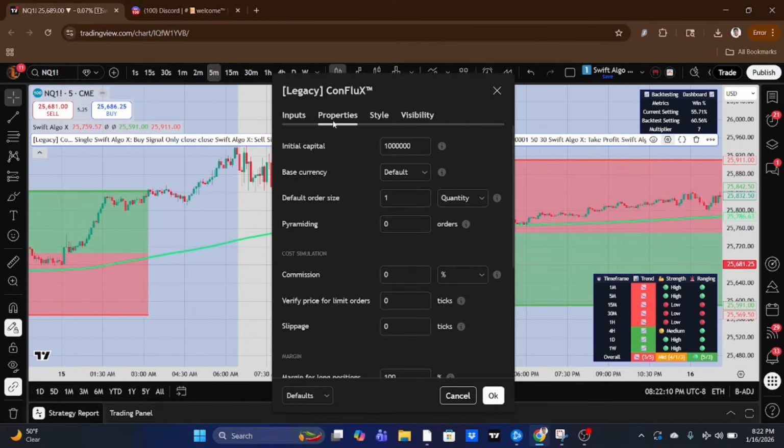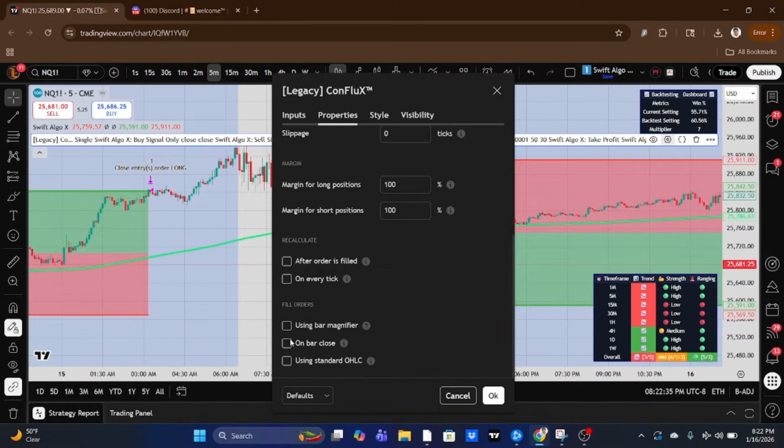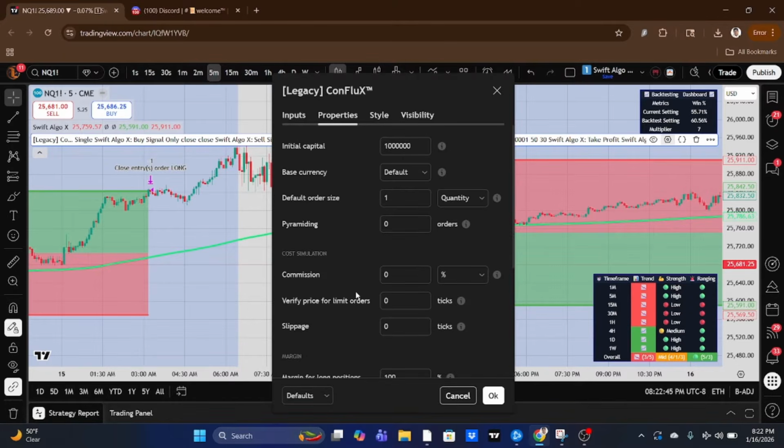Go to your properties. You can adjust your precision sizing there. Let's say I'm trading on NQ, 1 contract. You can adjust that to 3 contracts if you want, but I'm keeping mine as 1 contract. Keep this on quantity. Keep this on default. And then check this. You have to check on bar close. I usually keep these checked as well for backtesting purposes for the strategy report.